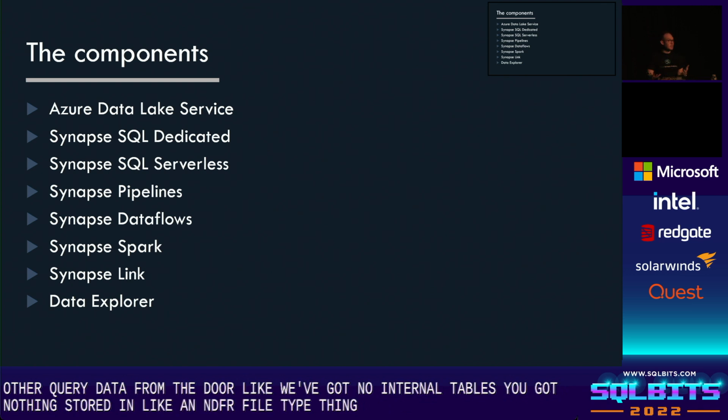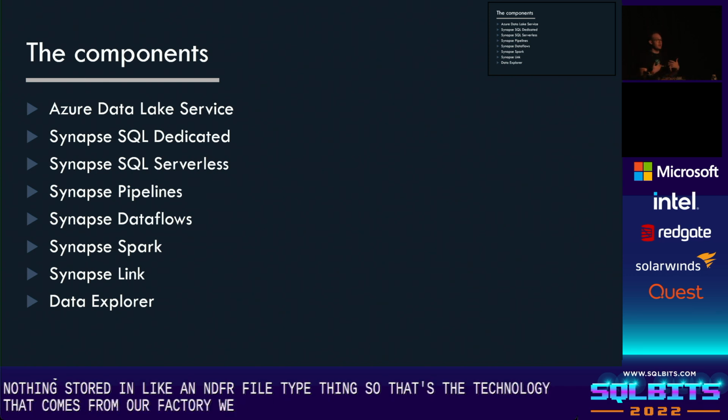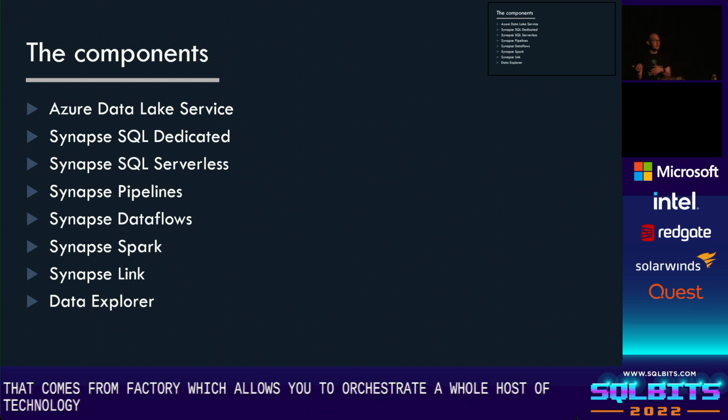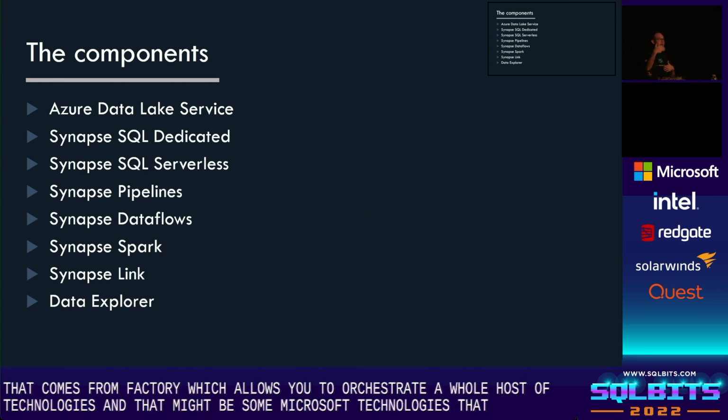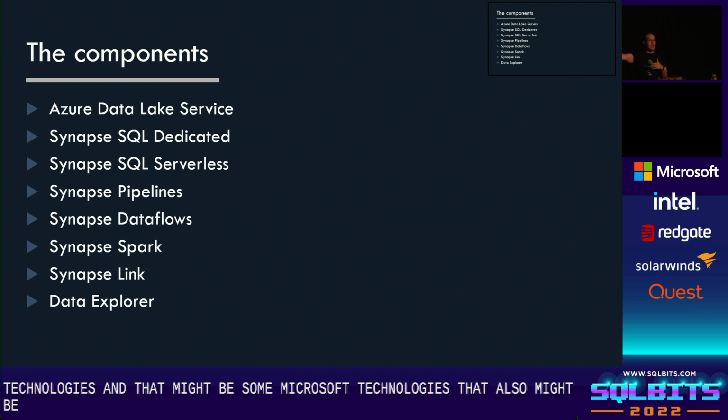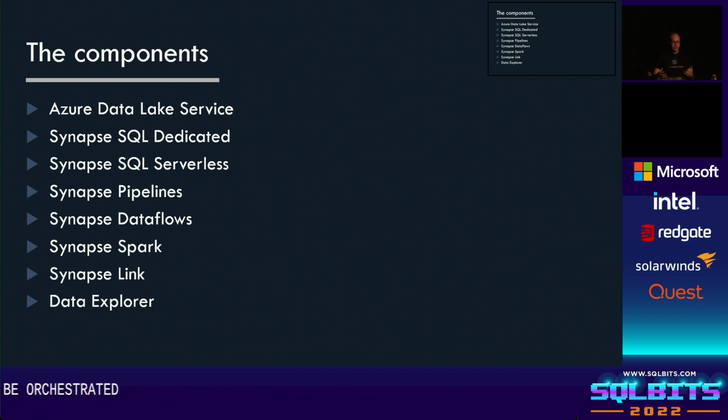You've also got Synapse Pipelines. That's the technology that comes from Azure Data Factory, which allows you to orchestrate a whole host of technologies. That might be some Microsoft technologies, it might be orchestrating Azure Databricks, or it might be calling REST APIs. So you've got a very rich orchestration layer.